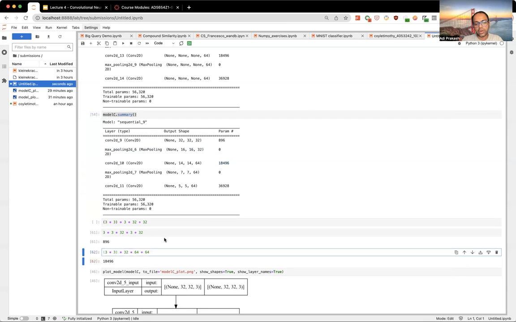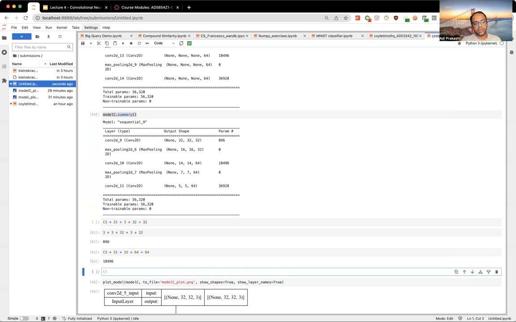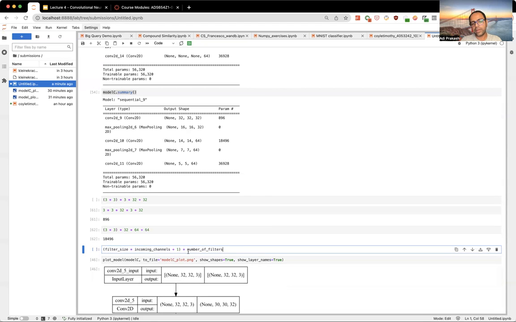So how did we get here? We got here because this is your filter size multiplied by incoming channels multiplied by outgoing channels. Outgoing channels is the same as the number of filters, plus outgoing channels. The better way to write this is filter size times incoming channels, plus one, times number of filters. So this is a formula, and of course there's a divide by stride. In all of these cases, stride was one. So when you do this, you will get the number of parameters here, and here, and if you add them, you will get this.